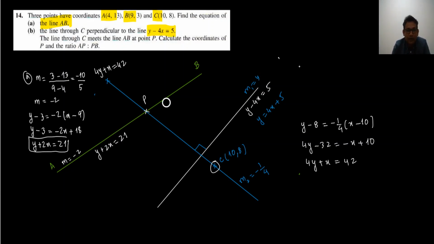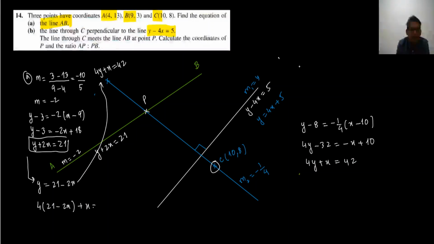We know the equation of this line and the equation of that line. To find P, we need to solve the simultaneous equations. I can substitute y equals 21 minus 2x into the other equation. So it's 4 times 21 minus 2x, plus x, equals 42. So it's 84 minus 8x plus x equals 42.